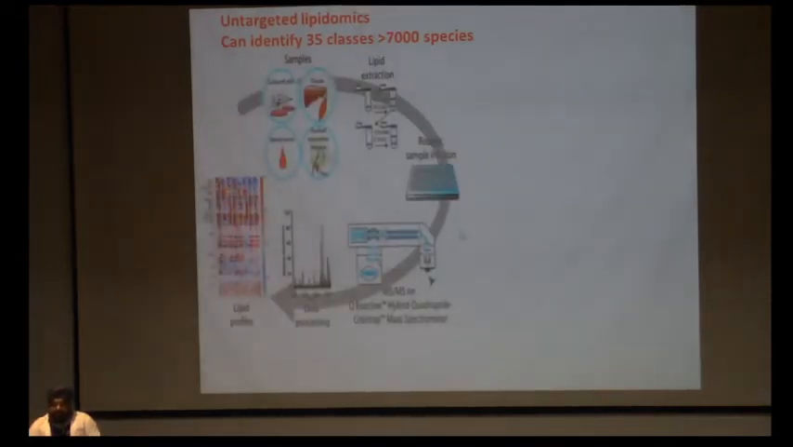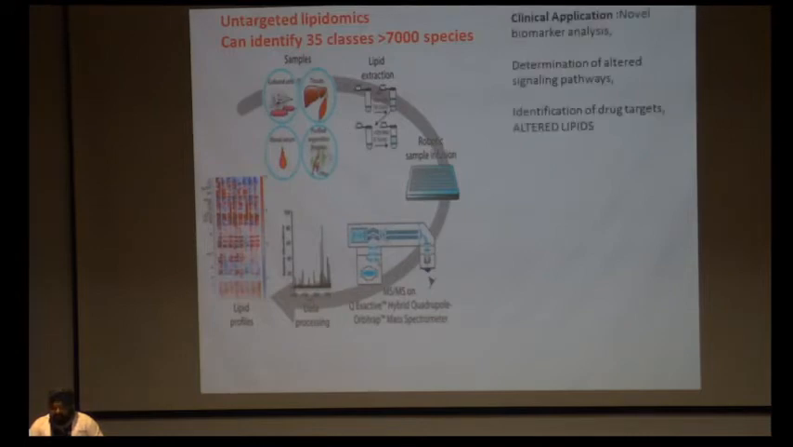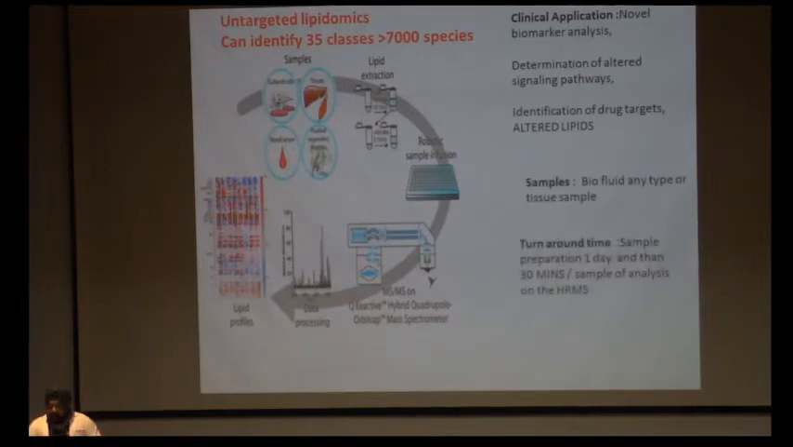What we require is any kind of tissue, blood samples, or anything; we can do organic extraction and mass spectrometry analysis. The clinical application is you can identify lipid species specific novel biomarkers. You can have altered lipid as a drug target. So biofluid of any type you can do, and the turnaround time is 1 day and 30 minutes per sample on the HRMS. So if you have 100 samples, you can calculate how much time it will require. The cost is 7,000 per sample on collaboration and 10,000 on commercial analysis.